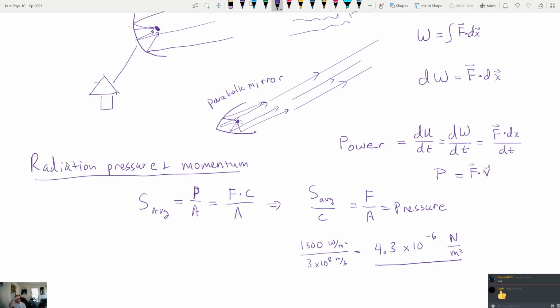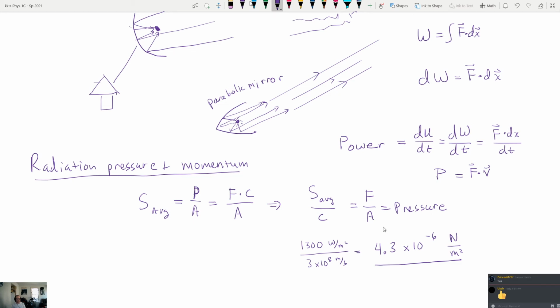But it also tells us that light doesn't just transport energy, it can also transport pressure or force, which means it can also transport momentum. It can make things move. As long as you have a big enough surface, you can actually take advantage of this and make things move.